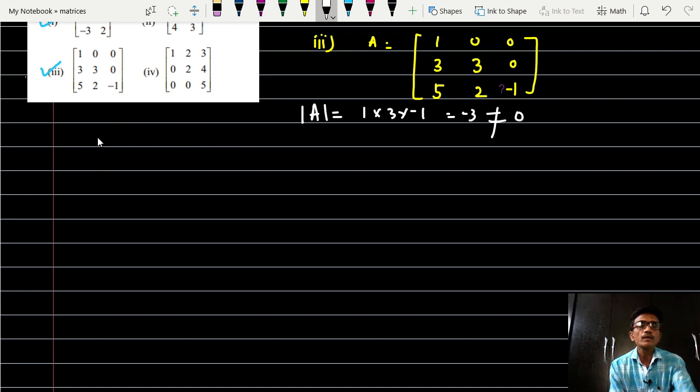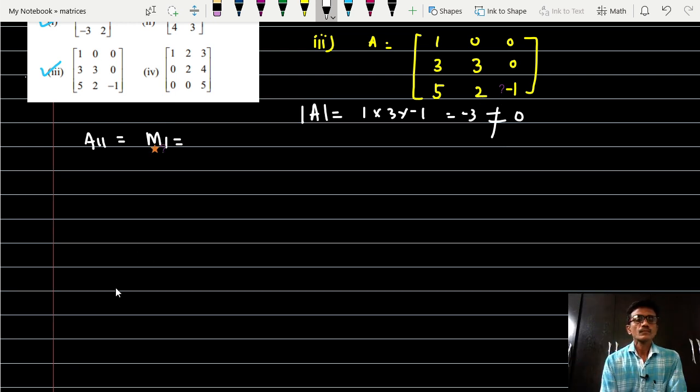Now we find all minors and cofactors. We have to find the minors and cofactors of this. A11 is equal to M11, the value of this determinant.